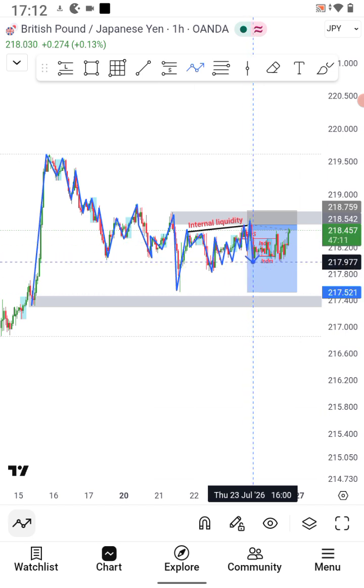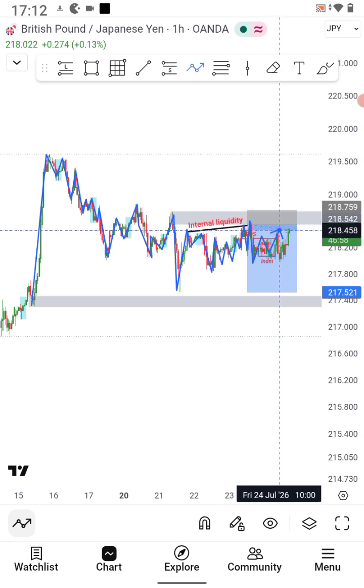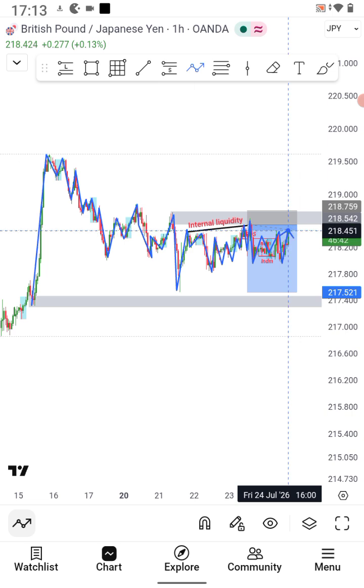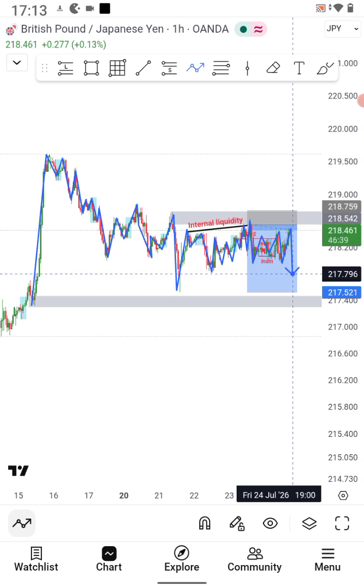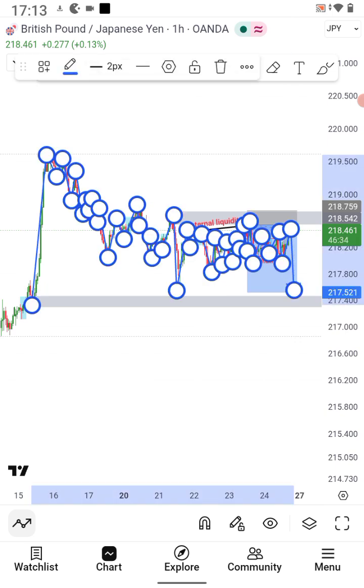But what is it doing now? It is generating internal liquidity, more of it. So I'm expecting it to come here. It has swept this internal liquidity. You can see this last candle did not close above it. So I'm believing that it sweeps liquidity for people that are thinking it's a buy, and I'm expecting it to dump down here. That's one reason why I'm taking the sell.